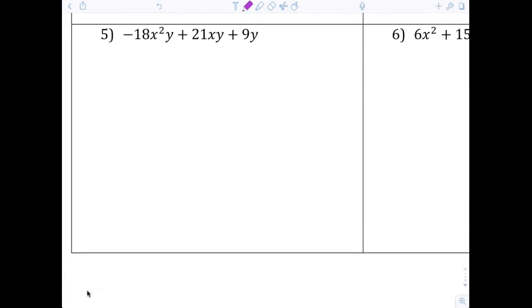Here, some of you made a mistake on this one because you didn't factor out the what? The negative. So what's the GCF here? Negative 3y. When you factor out a negative 3y, you're left with 6x squared. Beautiful. That is correct.